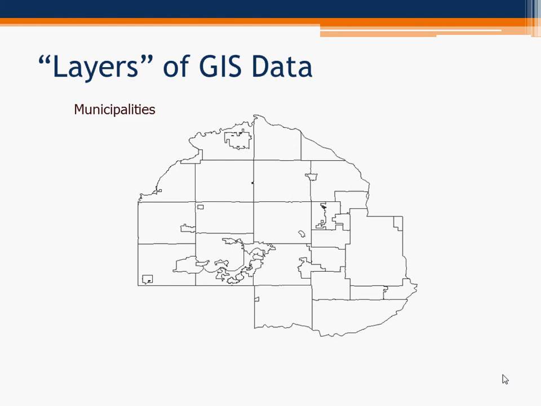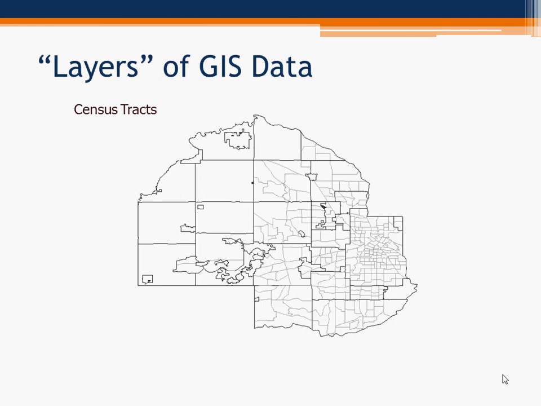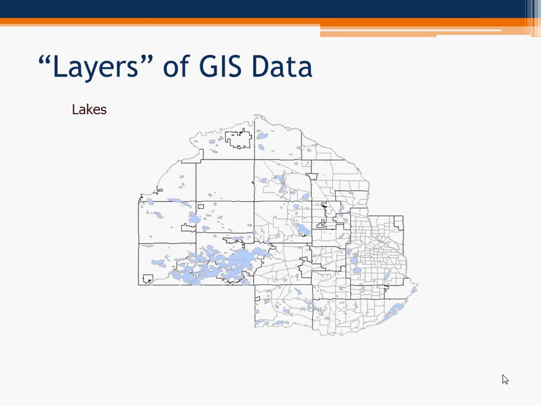So I've got municipalities here within Hennepin County, Minnesota, as an example. I'll turn on another layer, and there's a bunch of census tracts. So now we can see where populations are more focused. I'll pop on lakes, so now we'll start to see bodies of water. And so I'm going somewhere with this. I'm not just making a map here.